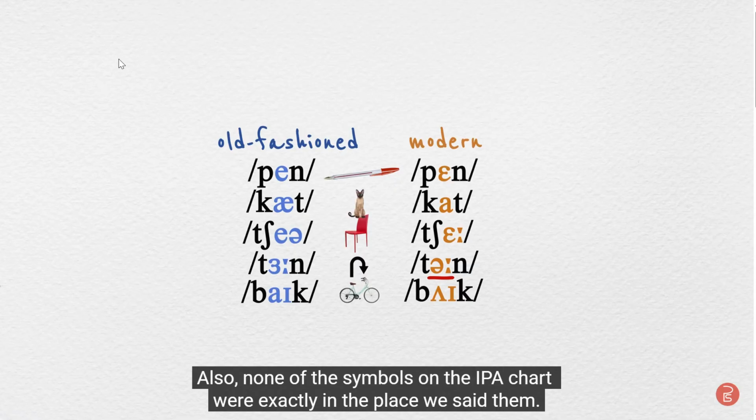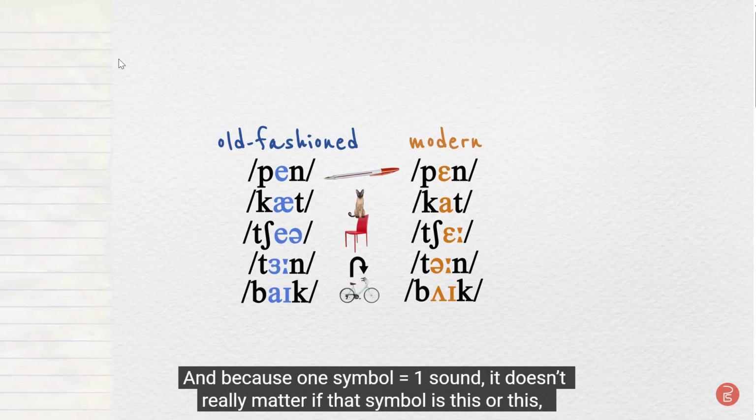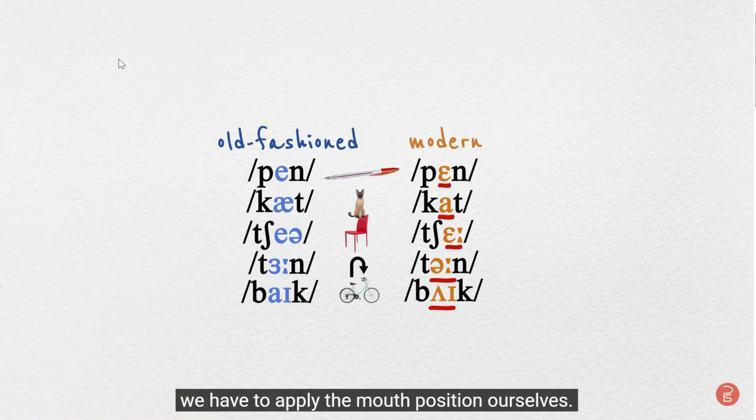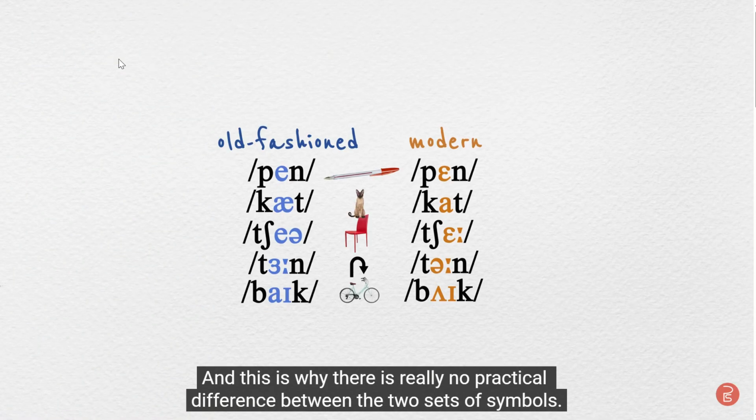Also, none of the symbols on the IPA chart were exactly in the place we said them. And because one symbol equals one sound, it doesn't really matter if that symbol is this or this. We have to apply the mouth position ourselves. And this is why there is really no practical difference between the two sets of symbols.